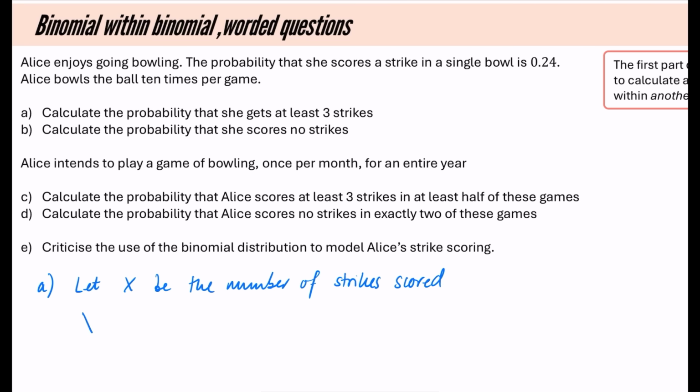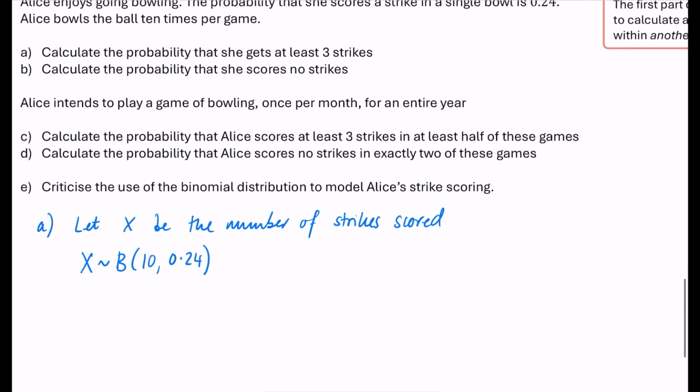So we now can say that x is going to be a binomial distribution. She is doing this 10 times, and the probability that she gets a strike is 0.24. And the first thing we want to do is the probability that x is at least 3, greater than or equal to 3. Remember, that's 3, 4, 5. We're actually getting rid of the less than or equal to 2. But I'm going to save me some time. I have the graphics calculator. I can just do greater than or equal to 3 on my calculator straight away.